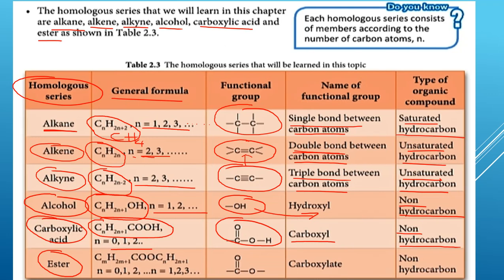So sebenarnya kalau kamu perasan, ester ini adalah hasil gabungan di antara alkohol dengan carboxylic acid. Okay, so dia punya functional group adalah COO. So the name of functional group is carboxylate. This one is also a non-hydrocarbon.